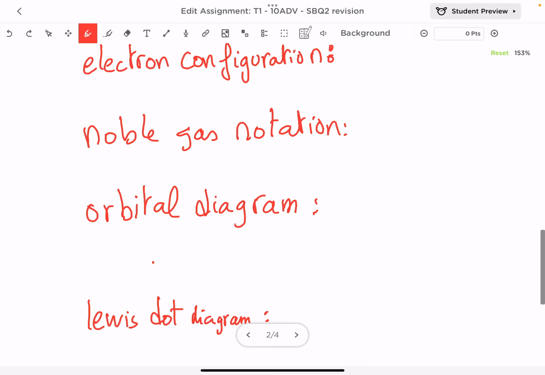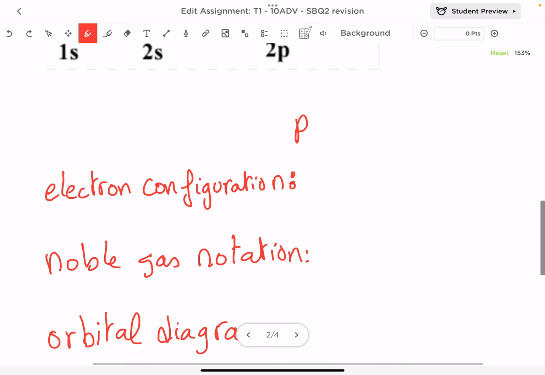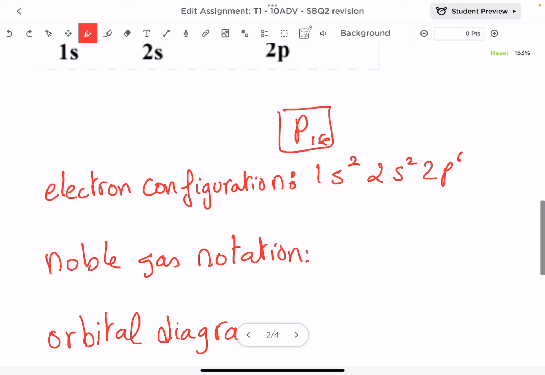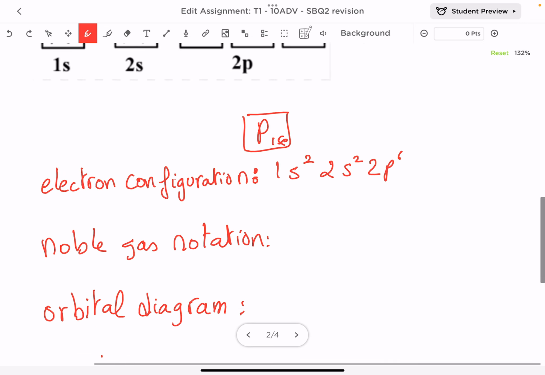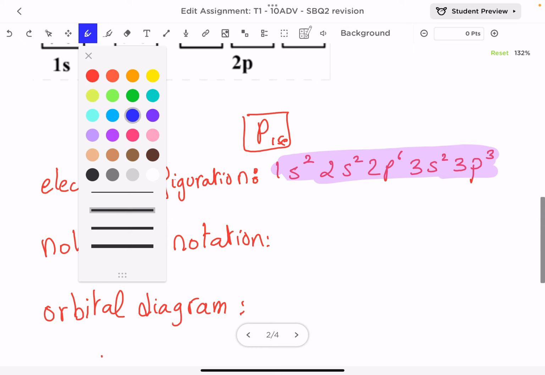What's the difference between them? Let's say we are dealing with phosphorus, the one I gave in the first question. The electron configuration of phosphorus would be 1s2, 2s2, 2p6, 3s2, 3p3. Writing it in this way is called an electron configuration.